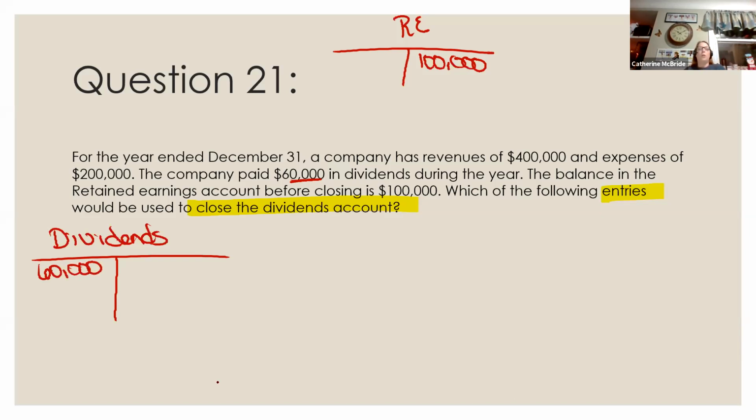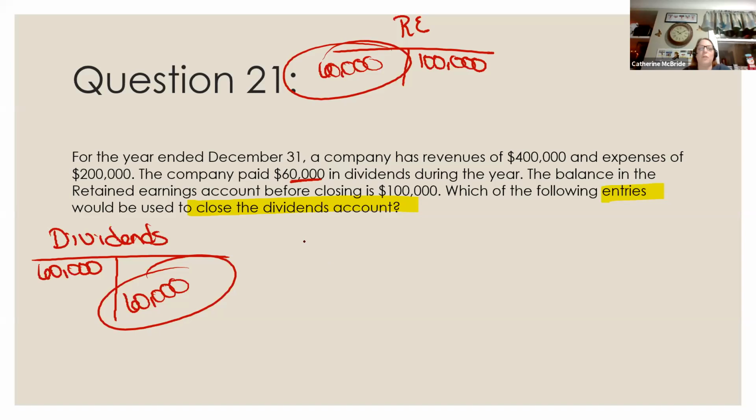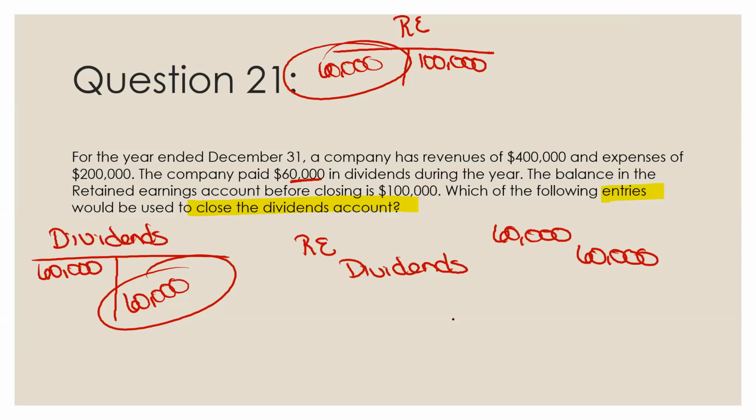Now I want to close the dividends account. I want to make dividends 0, and I want it all to go into retained earnings. So would you credit dividends 60,000? Yes, you would. And you increase retained earnings by 60,000? Yep. So the journal entry is going to be retained earnings and dividends for $60,000. Good there? Yes.